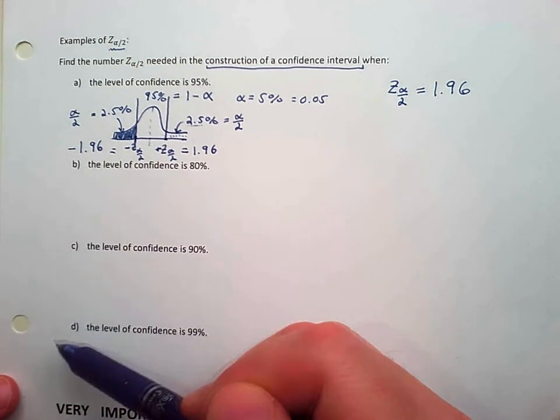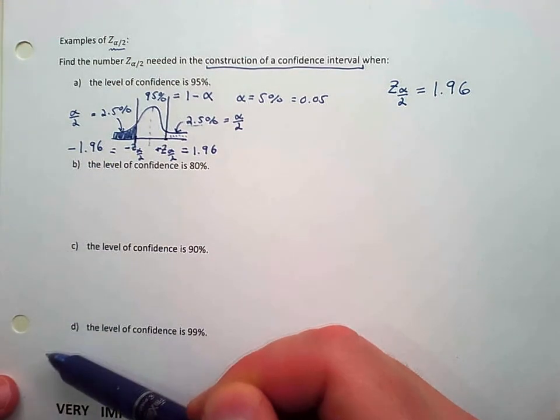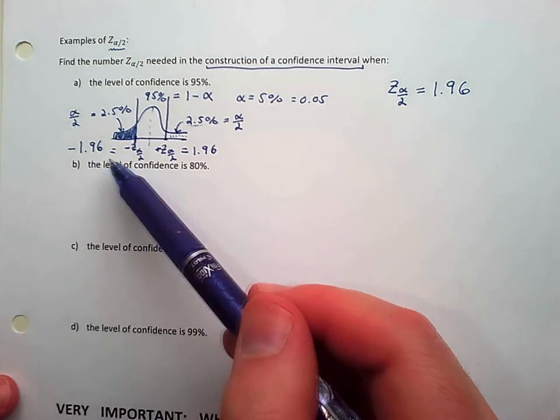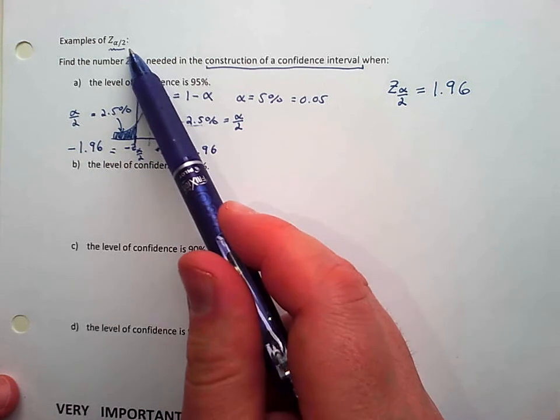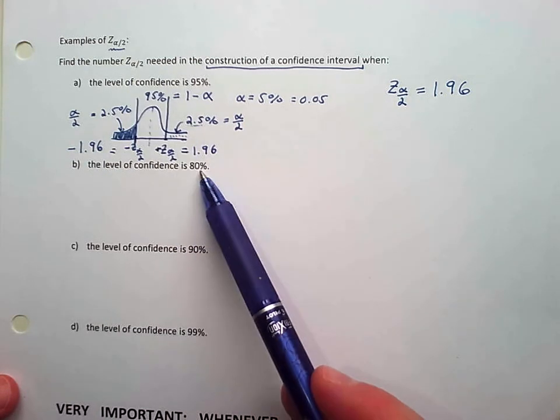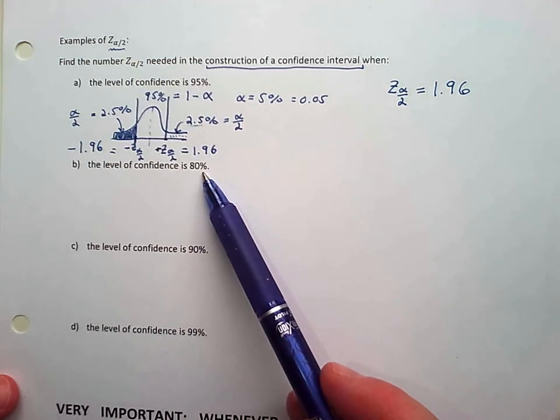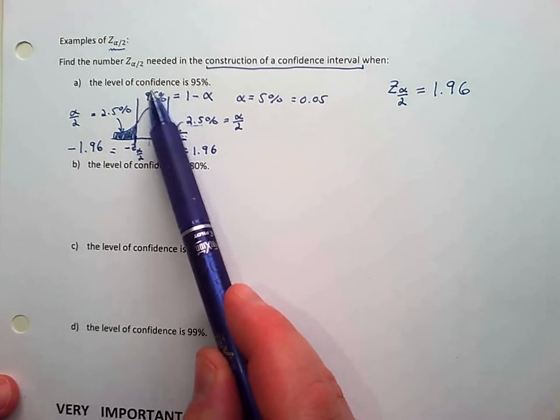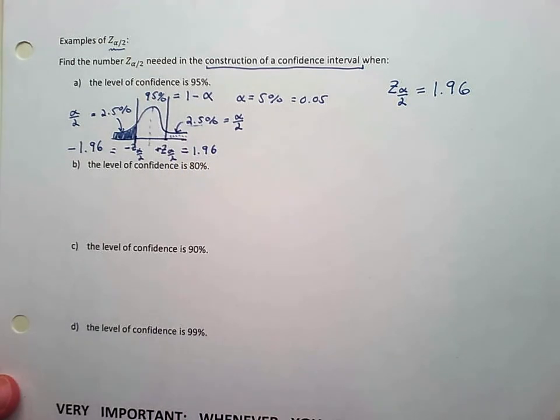All right, try to pause the video and do these next three by yourself. We're going to try to find the z value, z sub alpha divided by 2. But now we're going to change our confidence level. So we're changing the percentage that we have inside here in the middle. So try to do these couple by yourself.